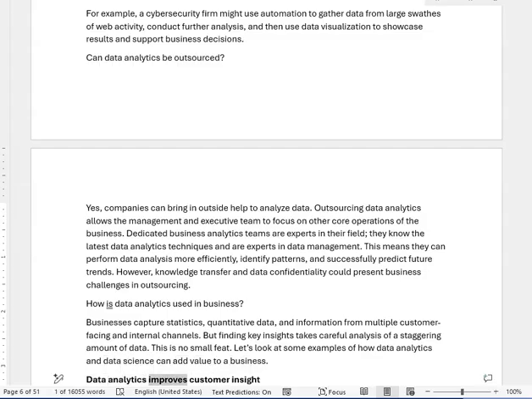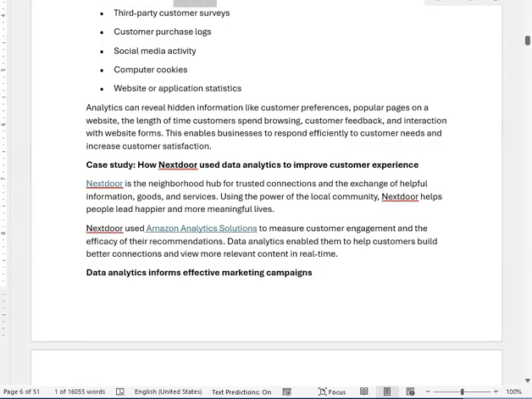Data analytics improves customer insight. Data analytics can be conducted on datasets from various customer data sources like third-party customer surveys, customer purchase logs, social media activity, computer cookies, website or application statistics.